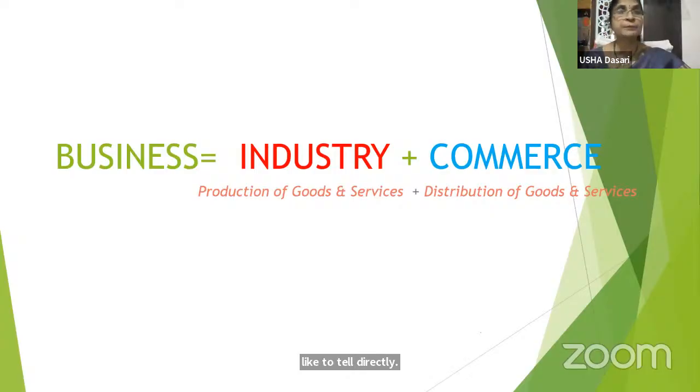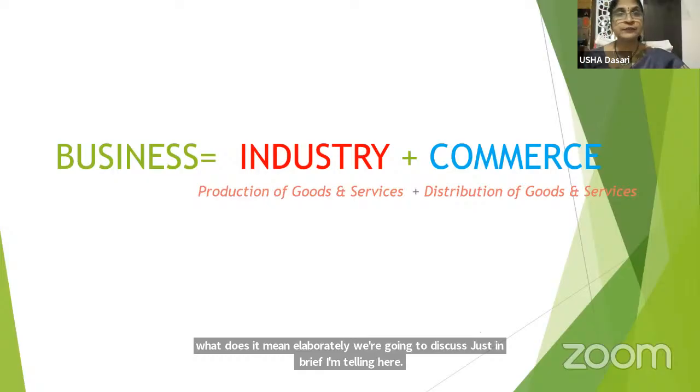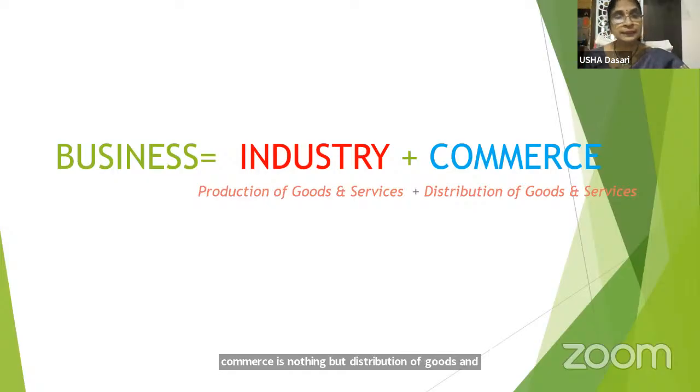If you think you cannot remember the full sentence, just remember this equation. In simple words, it is industry plus commerce. What does it mean? Let us discuss elaborately. Below I mentioned what industry is and what commerce is. Industry, which I mentioned in red color, is the production of goods and services. We will discuss it elaborately; I am telling you just in brief. Commerce is nothing but the distribution of goods and services. If you combine both, the production and distribution of goods and services is called business.